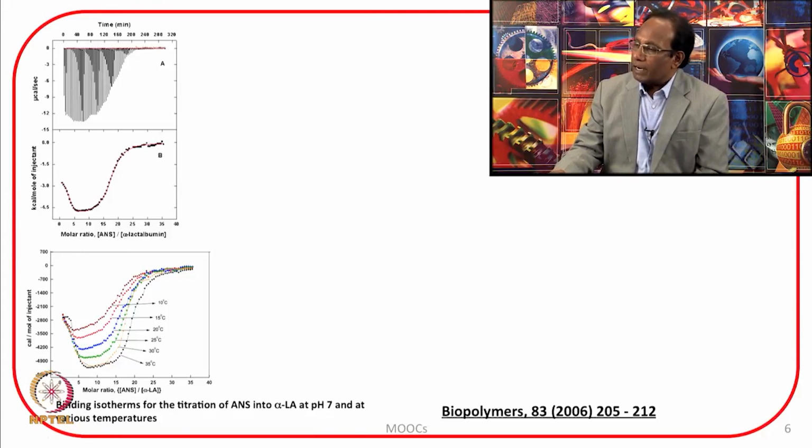Now, let us take a look at this figure. Once you have the experimental data, we need to come up with suitable binding models. The dots are experimental data points, and the red line is a best fit to the experimental data points. It turns out in this case that a model representing two sets of binding sites fits the data in the best possible manner.